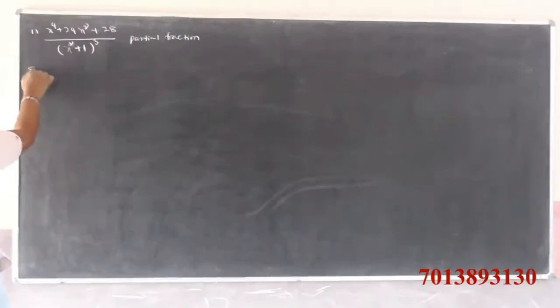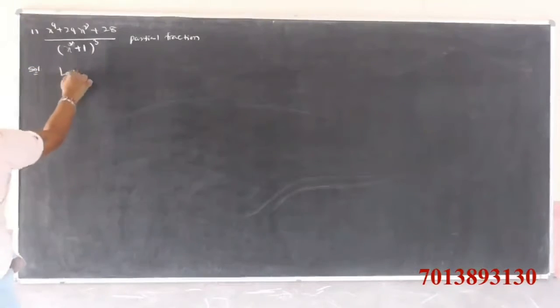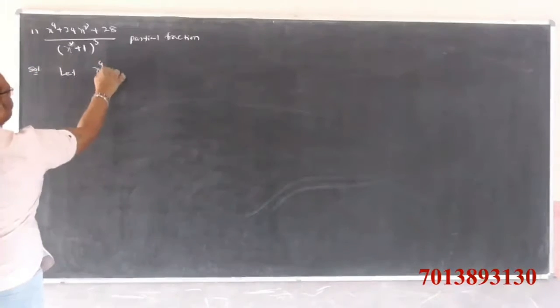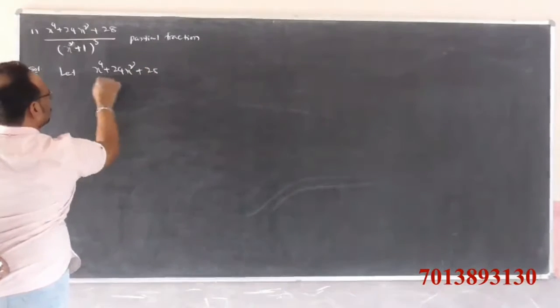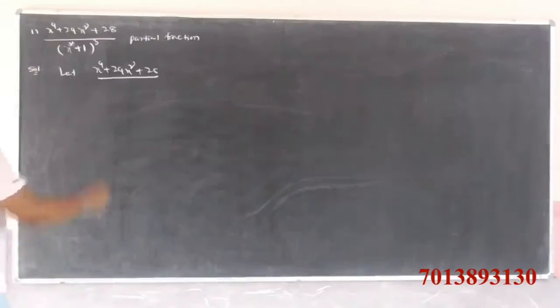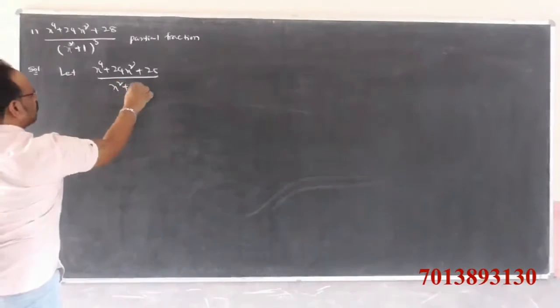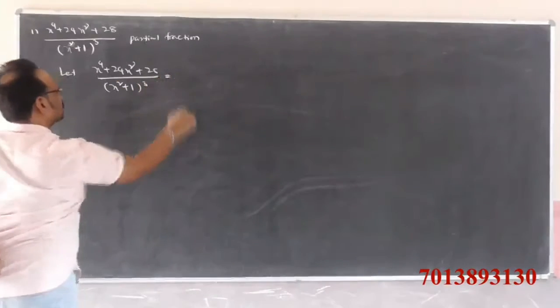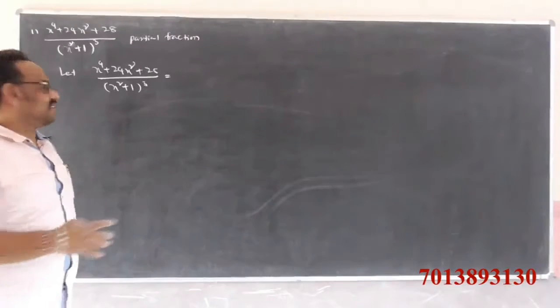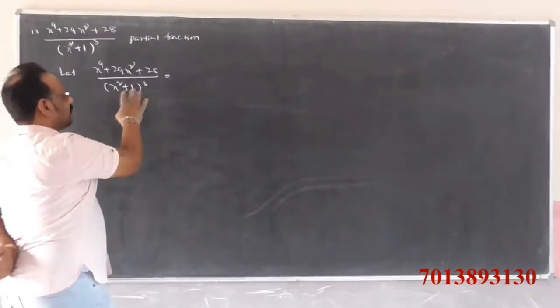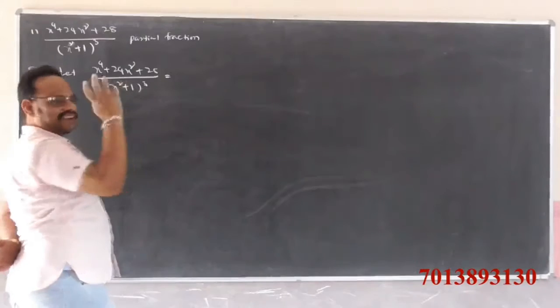Resolve into partial fractions. Solution: Let (x^4 + 24x^2 + 28) / (x^2 + 1)^3 be equal to... It has power 3, that means the quadratic factor is repeated 3 times.